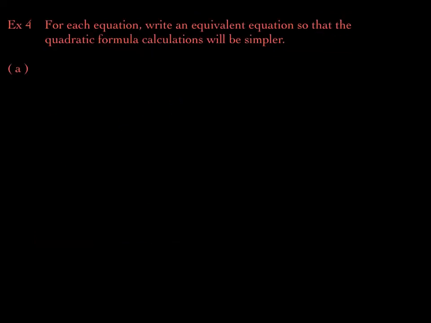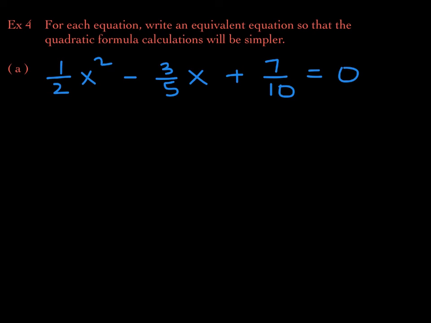All right, check this out. For each equation, write an equivalent equation so that the quadratic formula calculations will be simpler. Let me show you what they mean. Look at this first equation, 1/2 x squared minus 3/5 x plus 7/10 is equal to 0. Now, I hope that you and I do not plug these fractions into the formula. Instead, I hope that you and I would multiply every single term by the LCD so that the fractions go away, and then the quadratic formula calculations will be a lot simpler.